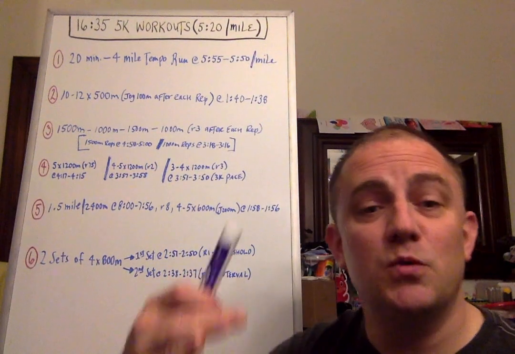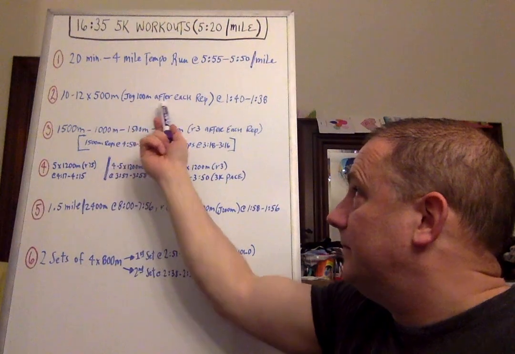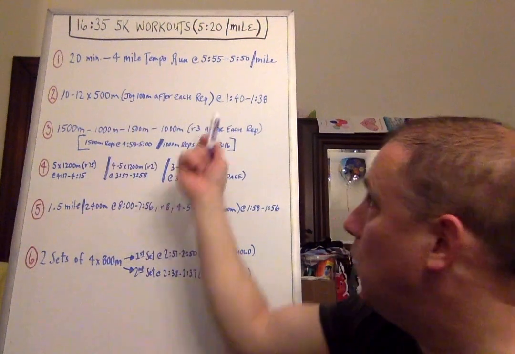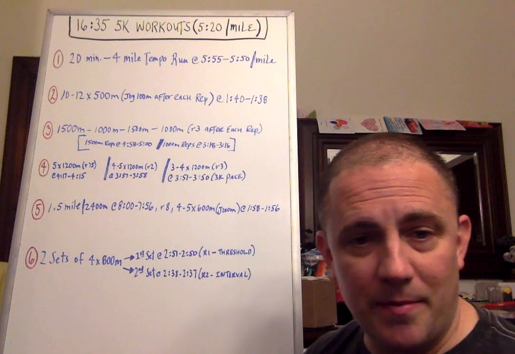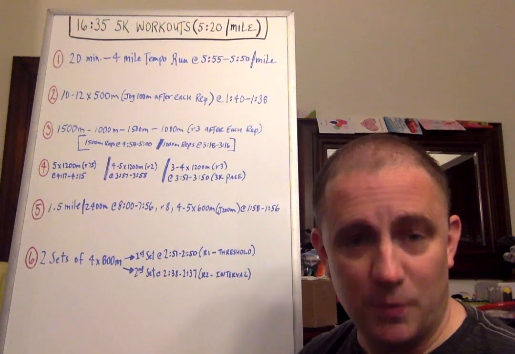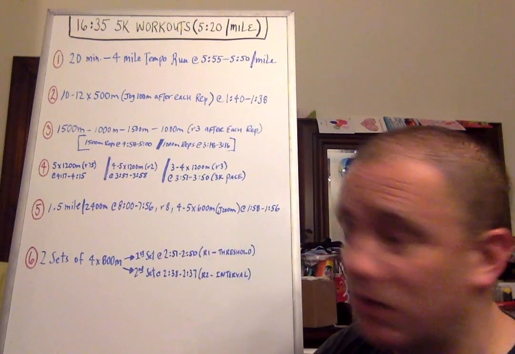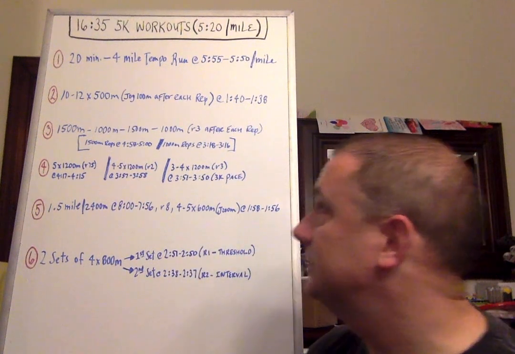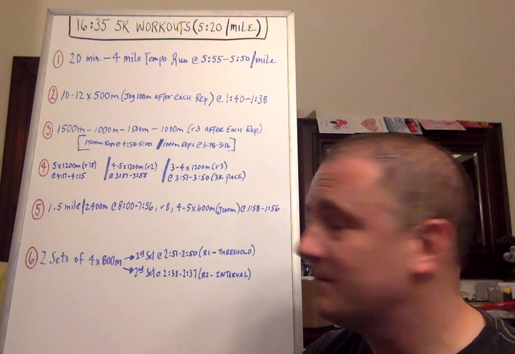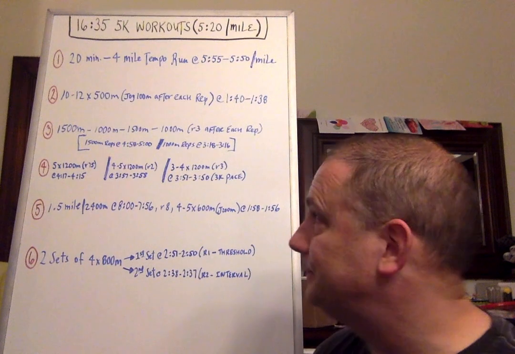Sometimes workouts will be a little bit over distance. You take a 100-meter jog after each rep, and the goal is 1:40 to 1:38 per rep, which is 80 seconds per 400. So it's clockwork, 5K pace. Drilling that pace into the legs so that it becomes constant, with a 100-meter jog after each rep. That's the second workout.